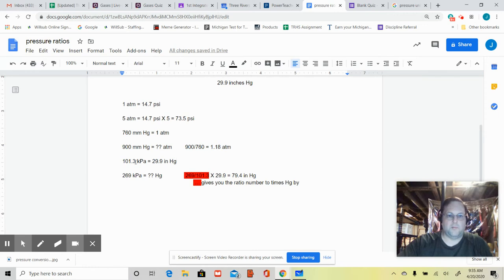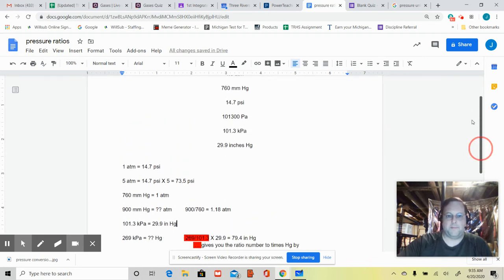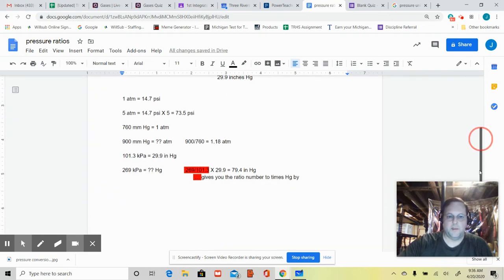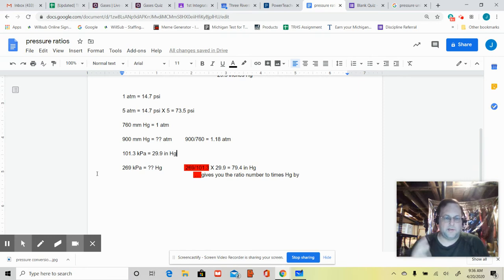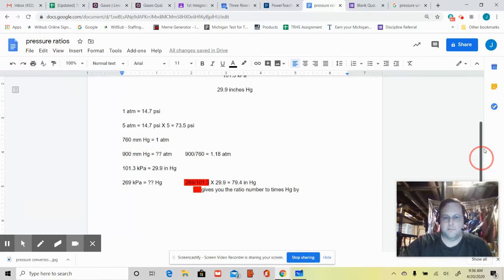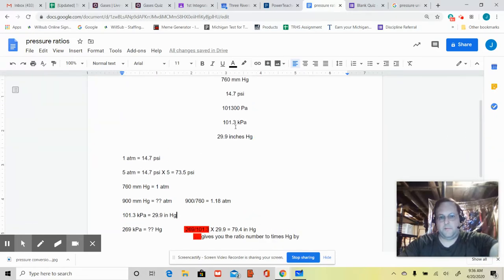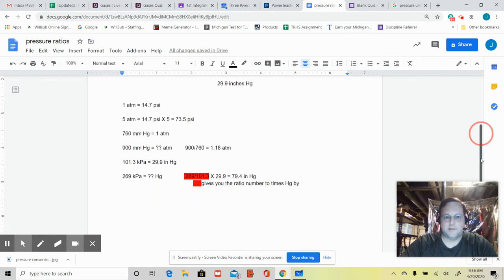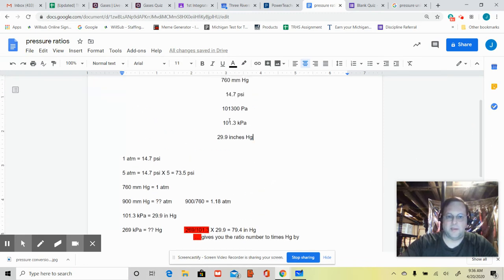I'll show you what I mean here. If I have 101.3 kilopascals, that equals 29.9 inches of mercury. So if you look back up here, we're not going through atmospheres this time. We're going from kilopascals to inches of mercury. So how am I going to do this if I have 269 kilopascals? How many inches of mercury do I have? I take the 269 divided by 101.3, because that's the ratio up here. That tells me what number of these things I have.